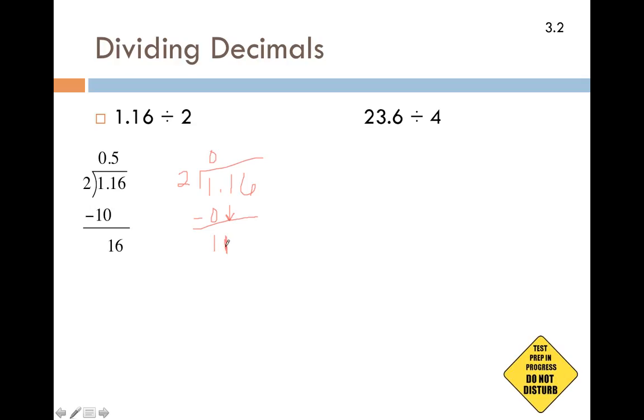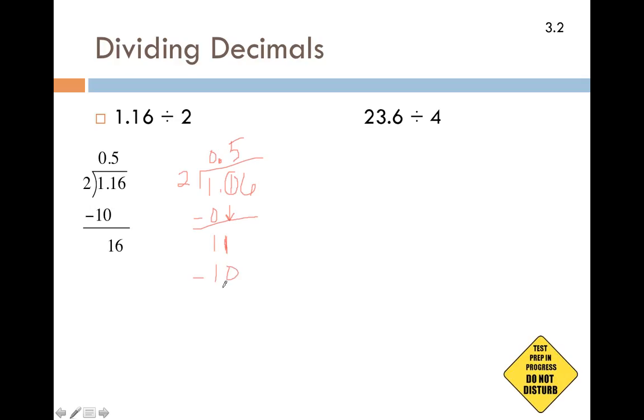Then I ask myself, how many 2's can I take out of 11? Now, once I brought that down and started using that number, every number in the answer goes behind the decimal because I used a number behind the decimal in the problem. Since I used that 1, everything has to go behind the decimal, because that 1 was behind the decimal. So how many 2's can I take out of 11? I can take 5 out, and 5 times 2 is 10.